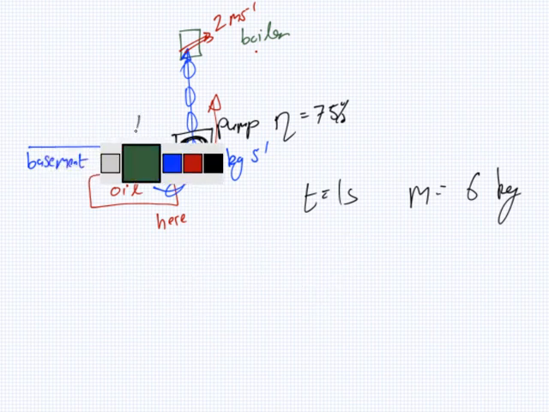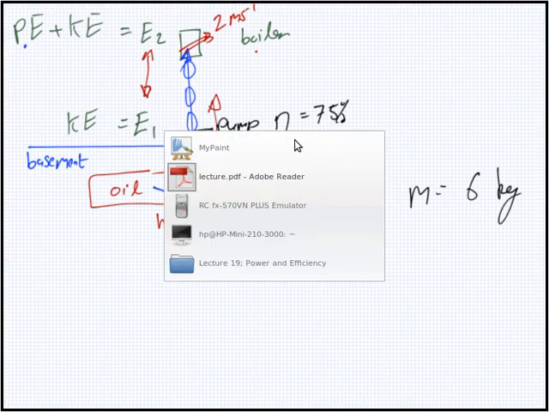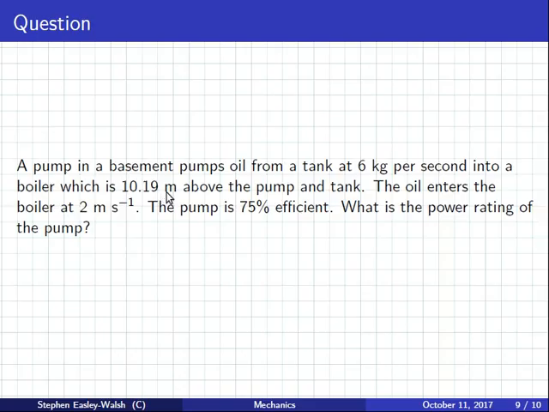So if you look here, there's an energy here and an energy here. The energy at the top is actually potential plus kinetic, and the energy at the bottom is just kinetic at ground level. But we know from conservation of energy that these must be the same. Which is easier to calculate, E1 or E2? E2, because for potential energy we need to know the height. Do we know the height? Oh, I'm sorry, I didn't draw it. We do, 10.19.